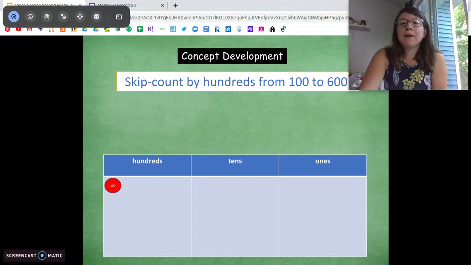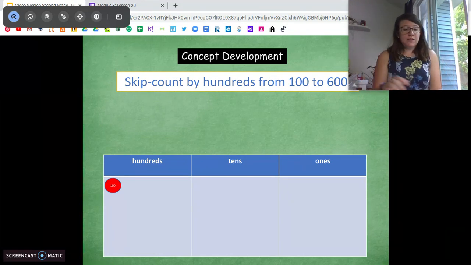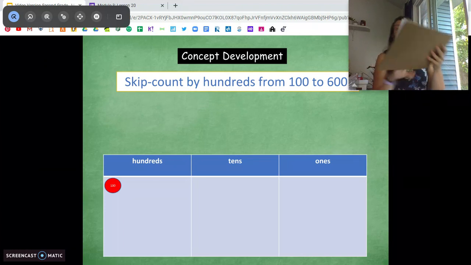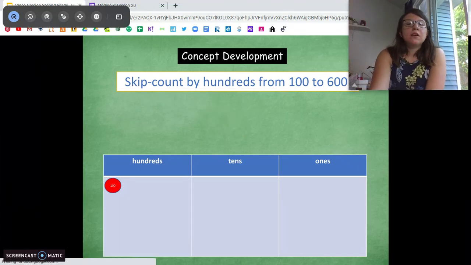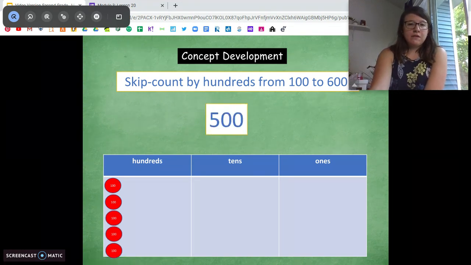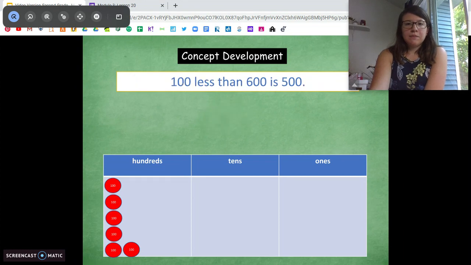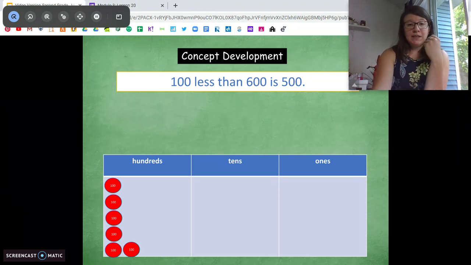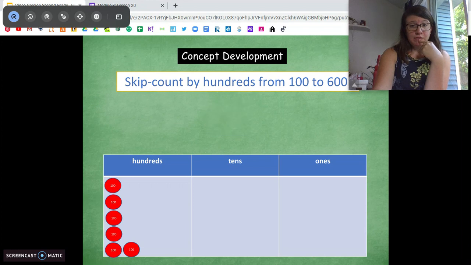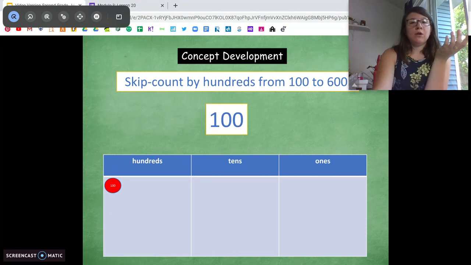All right, now we're going to skip count by hundreds from 100 to 600. So now you're adding place value discs into your 100 spot. So we're at 100. Here we go. 100, 200, 300, 400, 500, 600. Awesome. Okay. Now, 100 less than 600. I'm going to take a hundreds piece away. Is 500, right? Just like that. Good. 400, 300, 200, 100.